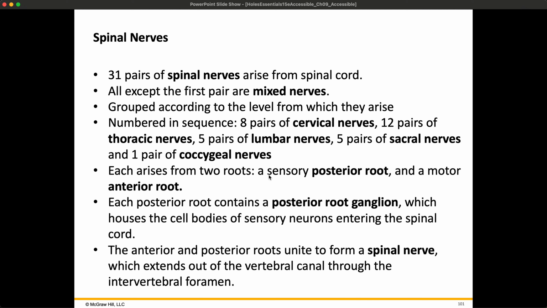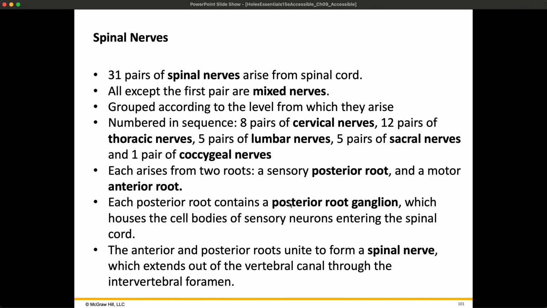There are 2 roots coming off of each spinal nerve. They have a posterior and a motor anterior root. And each posterior root has the posterior root ganglion, because remember, when we're talking about the spinal cord, the cell bodies of the neurons are outside of the spinal cord. And so they're in that posterior root ganglion. Ganglion is a word for a collection of cell bodies. The anterior and posterior roots unite to form a spinal nerve that then extends out through the vertebral canal.